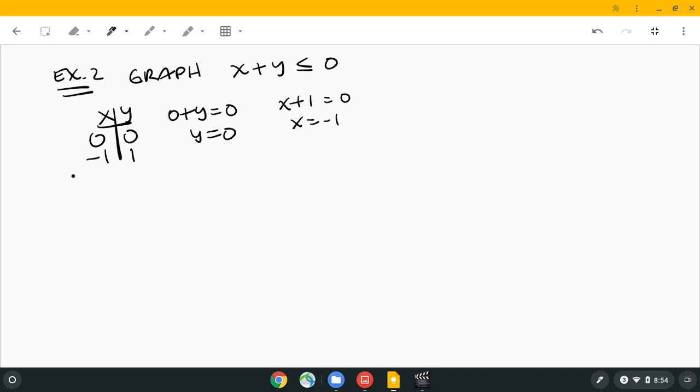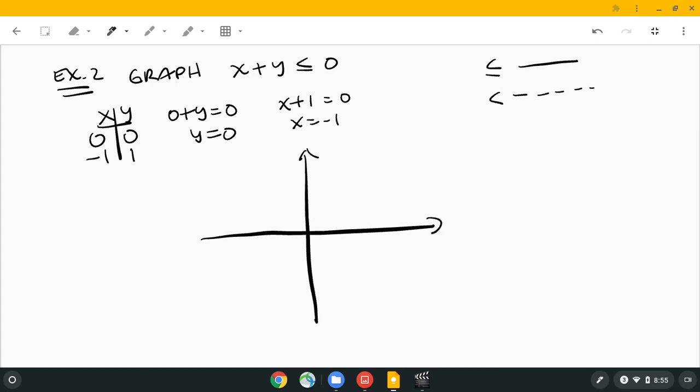All right, so let's go ahead and graph our line here. Because it's less than or equal to 0, we're going to use a solid line. So again, if it's less than or equal, solid; strict inequality, dashed. Let's graph this: 0, 0, -1, 1. Solid. Make sure you know it's solid. Don't just draw solid every time. I can't choose 0, 0 because that's on the line.